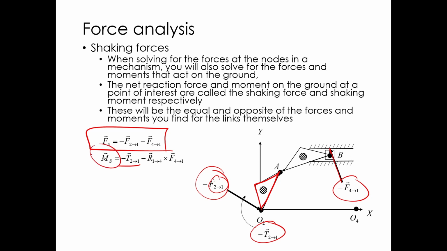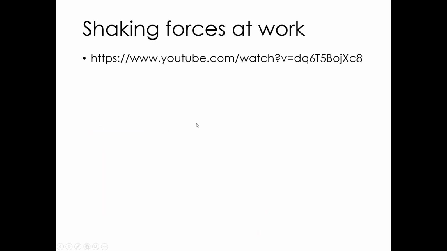Now, remember, for moments, you have to pick a point. So here we're going to sum moments about the center line of the crankshaft, but you could sum them about any point you need to. So the sum of the shaking forces, that's going to be the total shaking force on the ground. The sum of the moments, that's going to be the shaking moment on the ground. So essentially what we're doing is a free body diagram of the ground and finding all of the forces and moments that act on the ground, and that will be the shaking forces and moments.